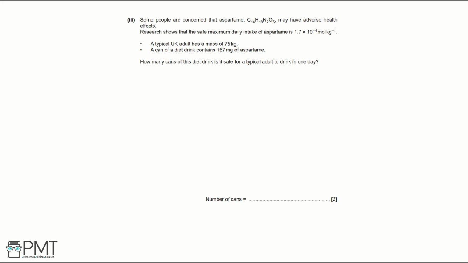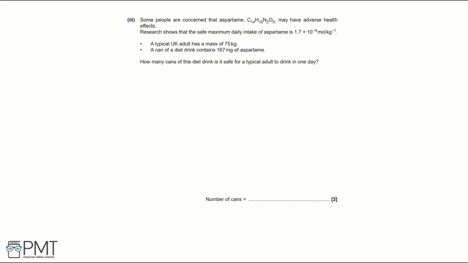Part 3. Some people are concerned that aspartame, C14H18N2O5, may have adverse health effects. Research shows that the safe maximum daily intake of aspartame is 1.7 times 10 to the negative 4 moles per kilogram. A typical UK adult has a mass of 75 kilograms. A can of a diet drink contains 167 milligrams of aspartame. How many cans of this diet drink is it safe for a typical adult to drink in one day?